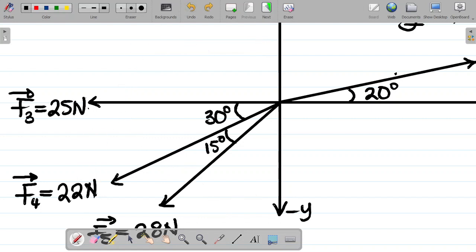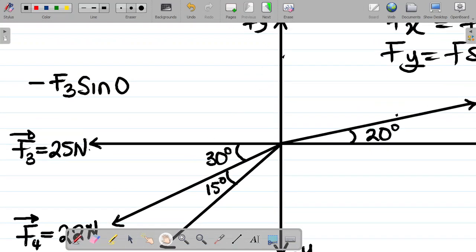So it becomes negative for the horizontal component. It becomes negative F3. That becomes sine, right? Resolving to the y-axis is always sine. So sine of the angle is what there? 0 degrees. So I'm having minus F3 sine 0. The angle given, if you check, it was 0. So minus F3 sine 0.